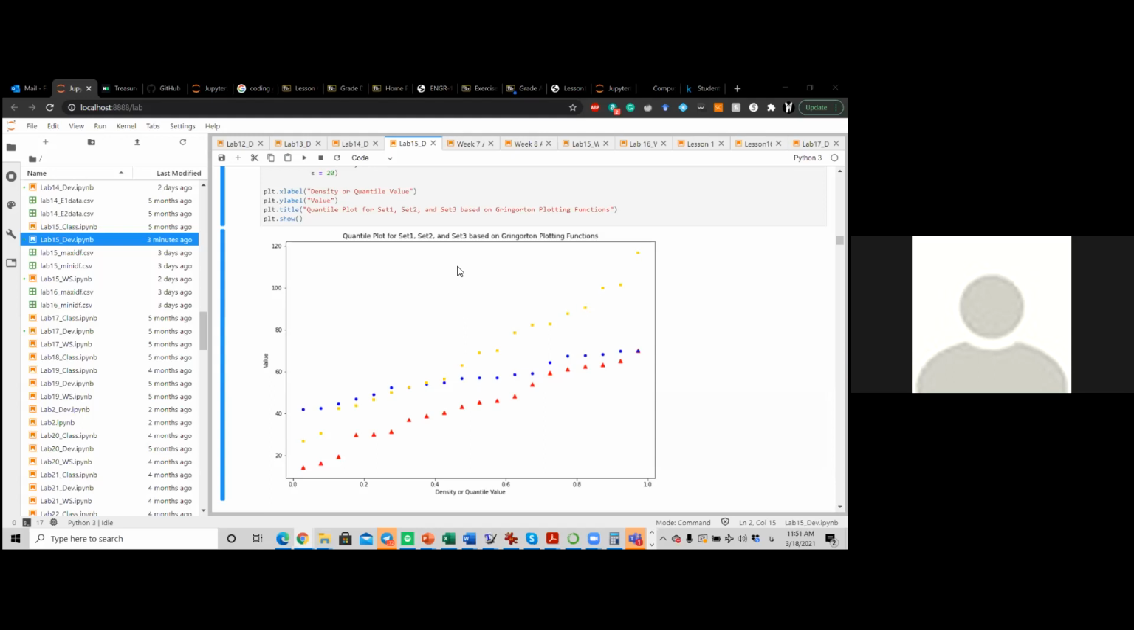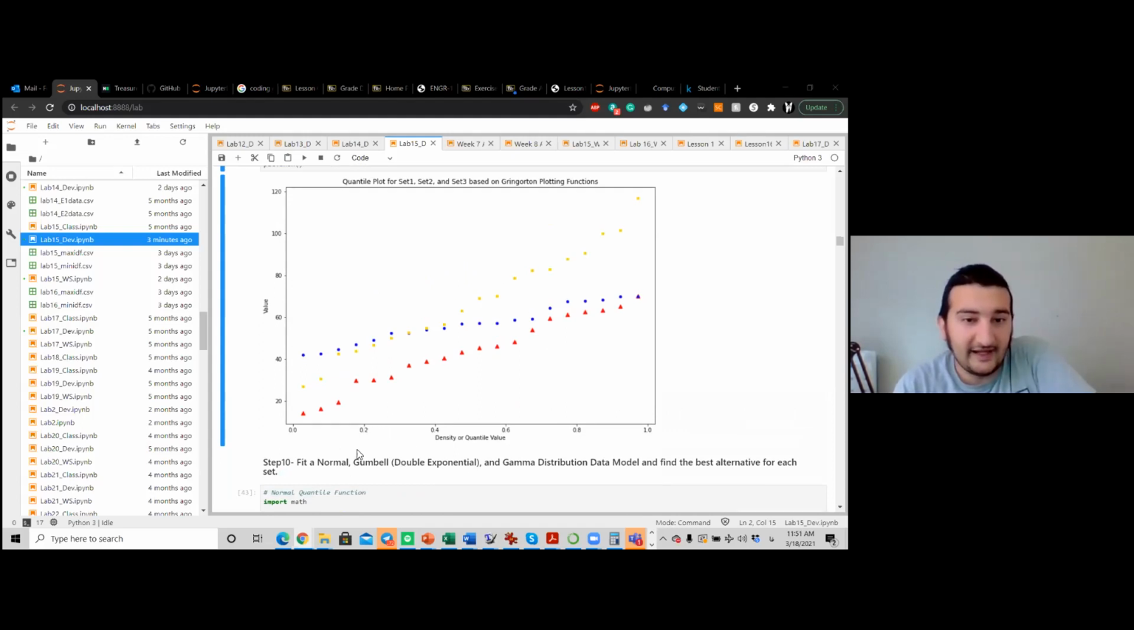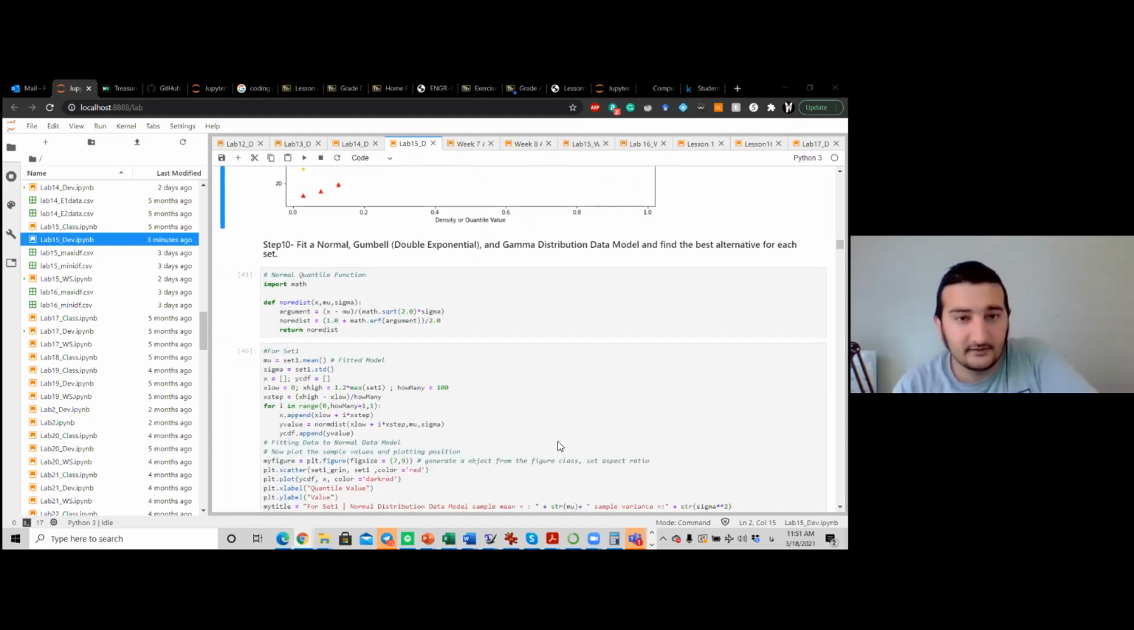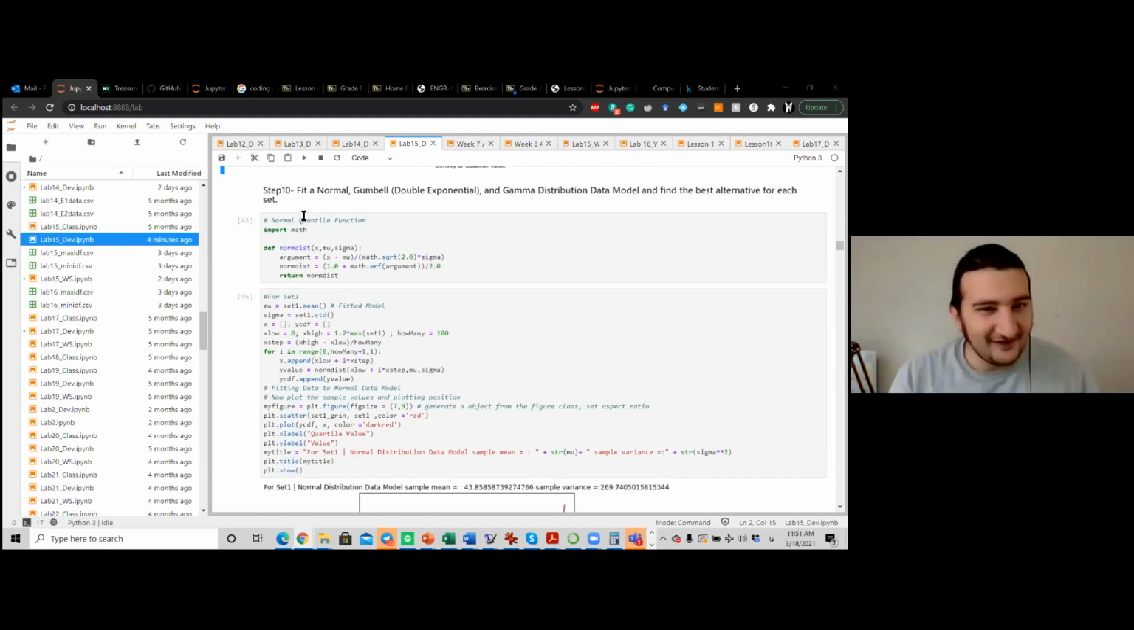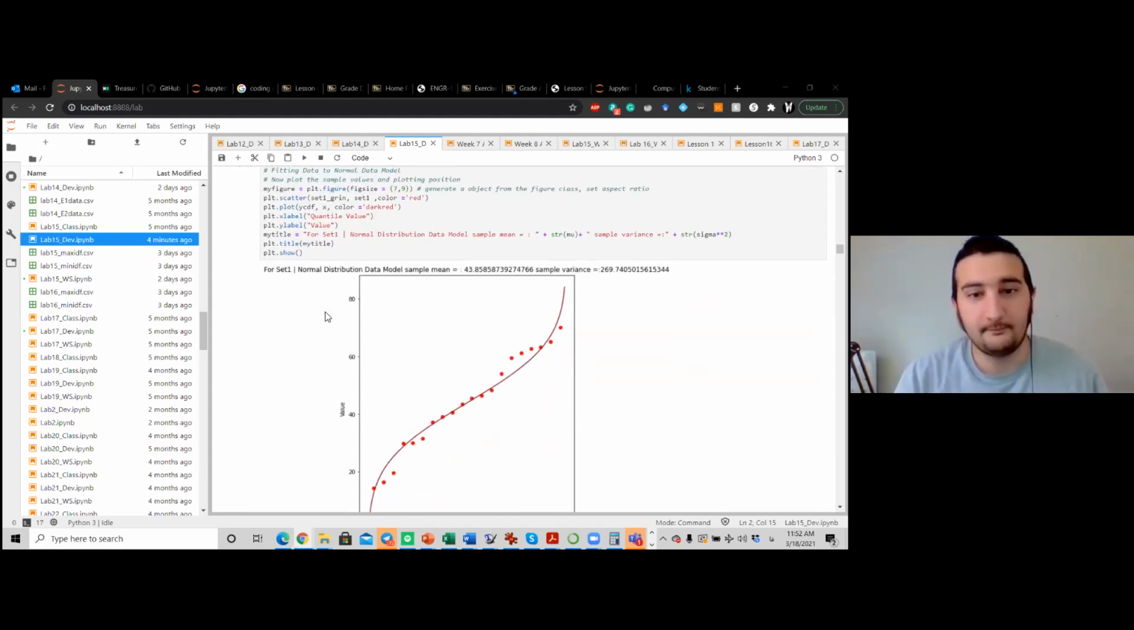Got it. Okay, cool. Now we can actually go on and look at a few data models like normal, Gumbel, and gamma, and see which one fits each set better. So do you remember the norm dist function that we used before? Yes. Okay. So I defined a norm dist function for the normal distribution data model, and then I apply it for my set 1 and I plot it.